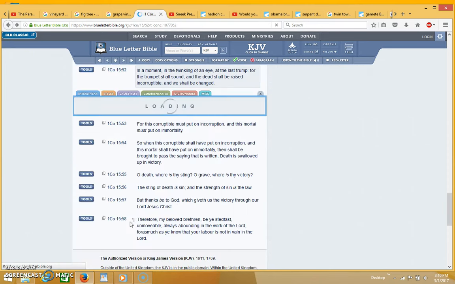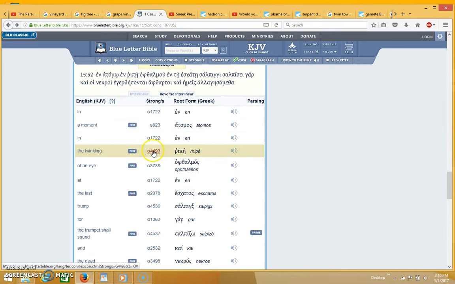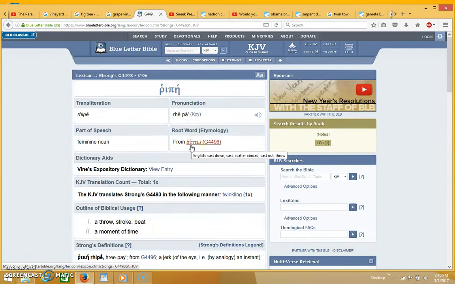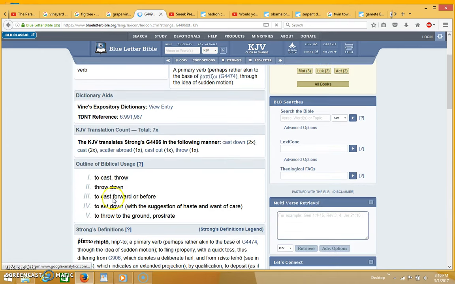And what else is interesting is this word twinkling here. It's actually this word right here in the Greek comes from the word ripto. You see over here it says a throw, a stroke, a beat. And then when you look at this form of the word, which is basically the same word, it says to cast or throw, to throw down.